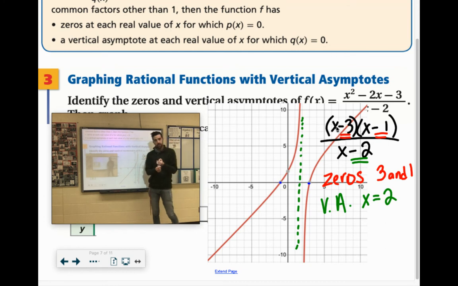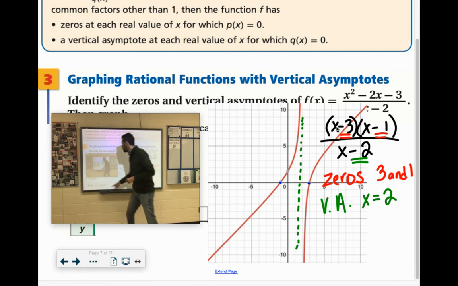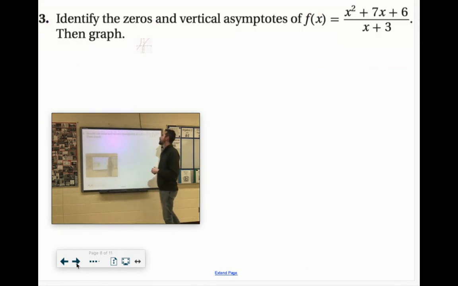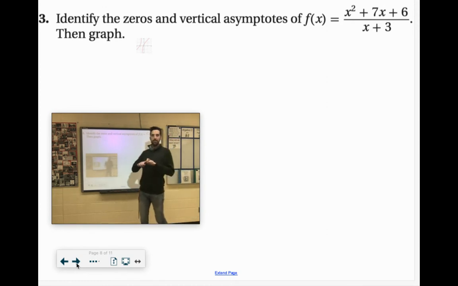So figure out your zeros with the numerator, figure out your vertical asymptote with the denominator, and you're good to go. So I have this one that I would like you to just factor, see if you can identify the zeros and the asymptote, and then we'll look at the graph together, okay?